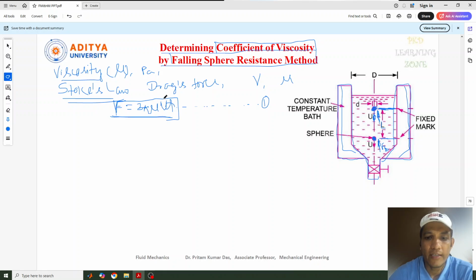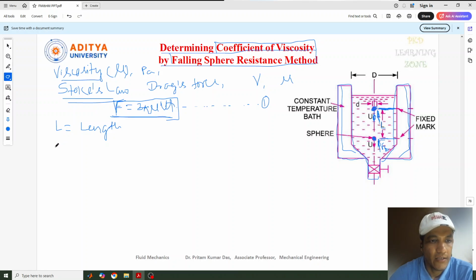And what are the other parameters that can be considered here, like the diameter of this container and the length of this position? So let me write some points. Length, we can write L. This is L, the distance traveled by the sphere in the viscous fluid. So this is the length.